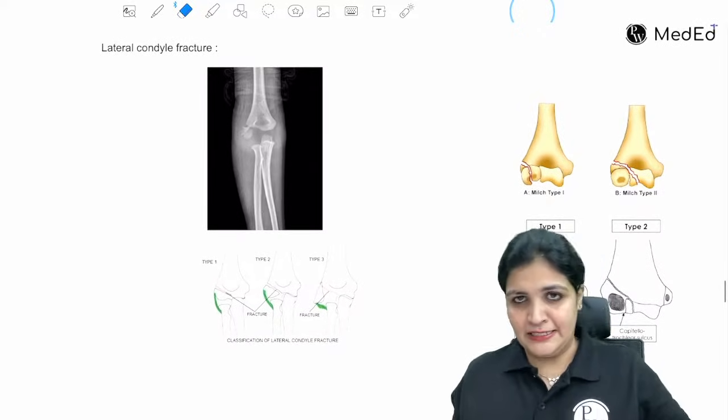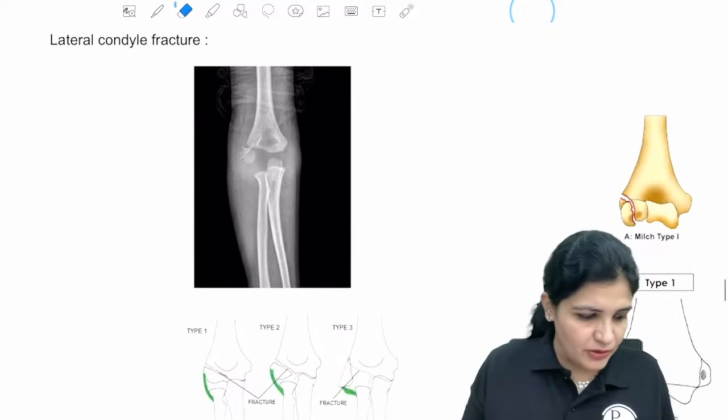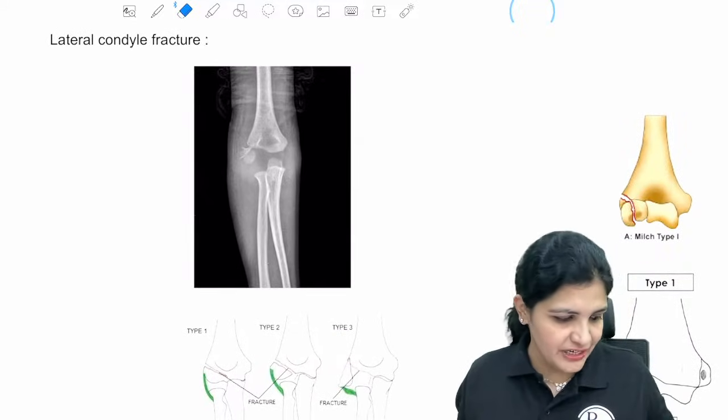So let's start. The first question today we are going to discuss is about the lateral condylar fracture.